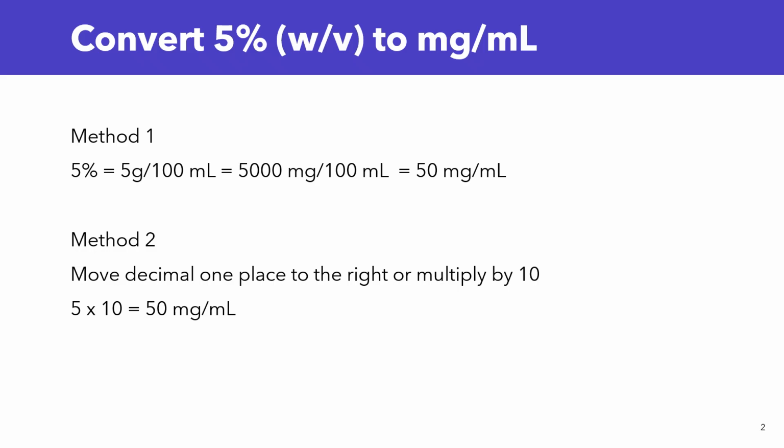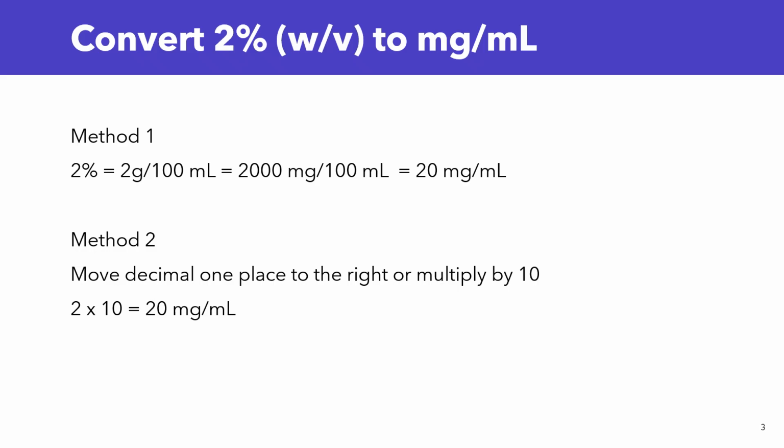Now, let's take a look at the second method. Remember what I said, you can just move the decimal one place to the right, which is the same thing as multiplying by 10. So 5 times 10, that's 50 milligram per ml. As you can see, two methods, same answer.